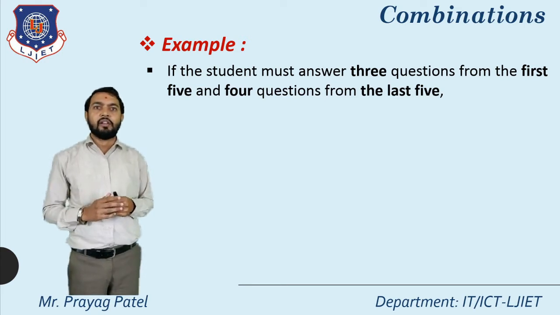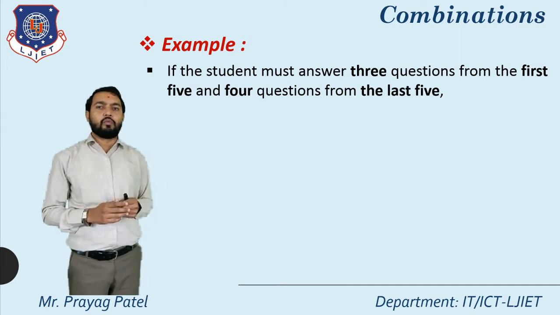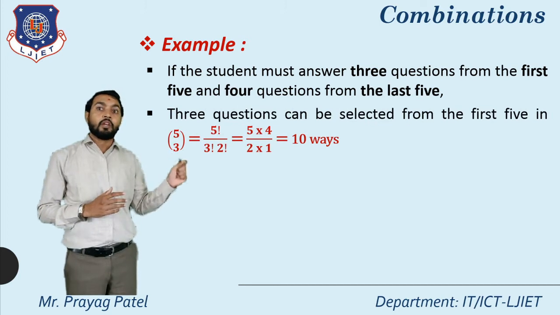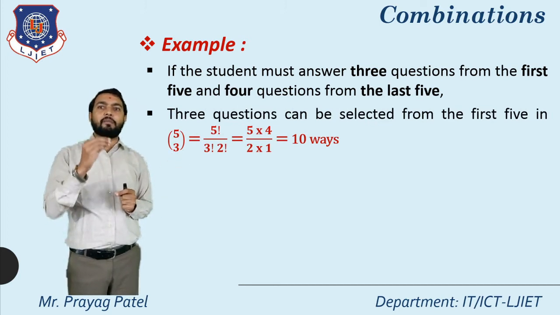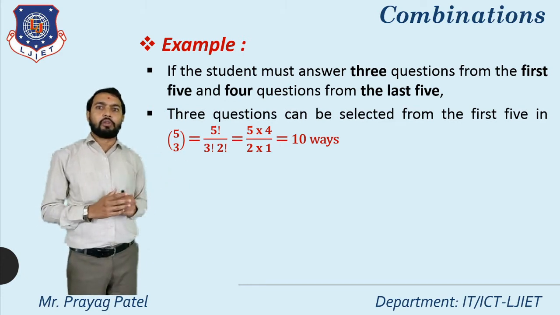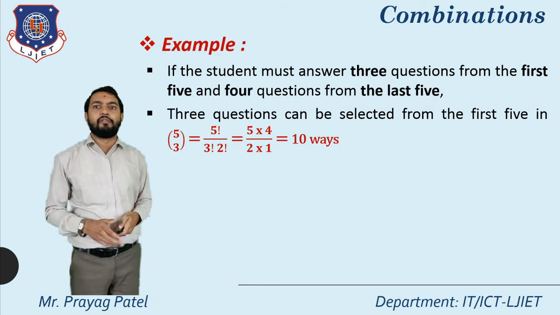Now in this example, if we add something, if the student must answer 3 questions from the first 5 and 4 questions from the last 5, our given scenario is like this, then what is the combination? So for the first 3 questions selected from the available first 5 questions, the combination is C(5, 3), equal to 5 factorial divided by 3 factorial into 2 factorial. So it is equal to 5 cross 4 divided by 2 cross 1, which is 10 different ways.